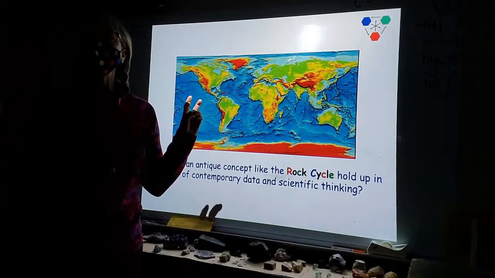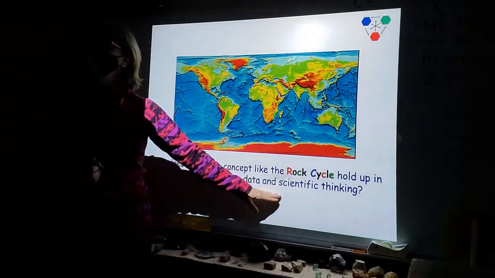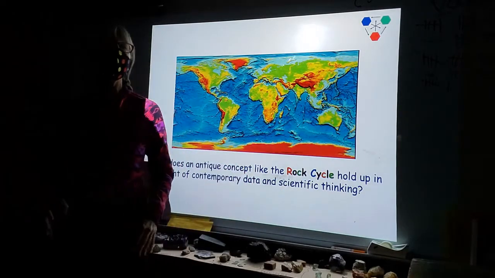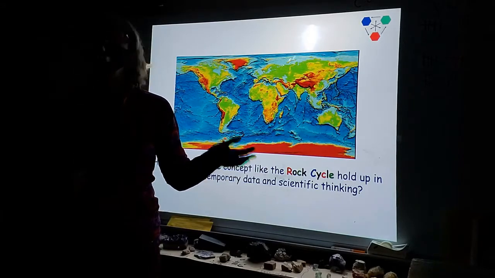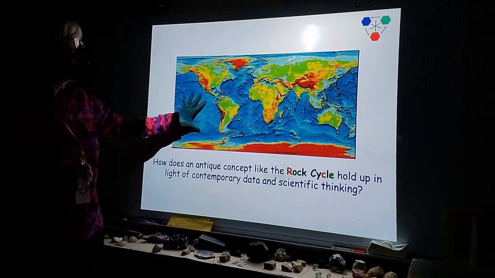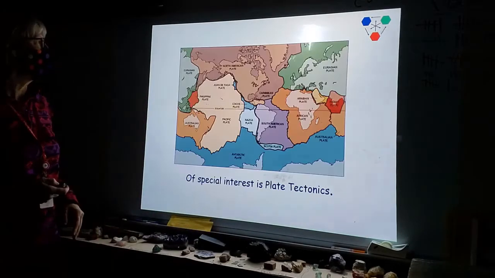In fact, this is the rock cycle. We call that an old-fashioned theory. But do you think it holds up with today's scientific thinking? Yeah. Sure does. Remember, science is about disproving. If you can disprove it, the theory goes out the window and you start over again. But the rock cycle has not been disproven. The rock cycle theory is still out there. And even in today's thoughts about plate tectonics, it's still very important, which we'll get to later this year.